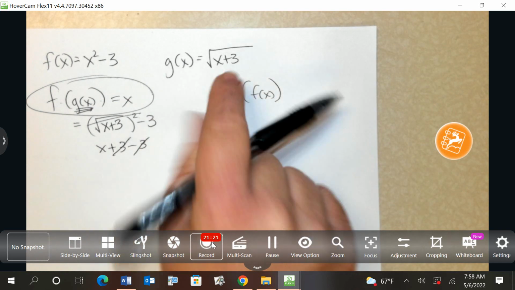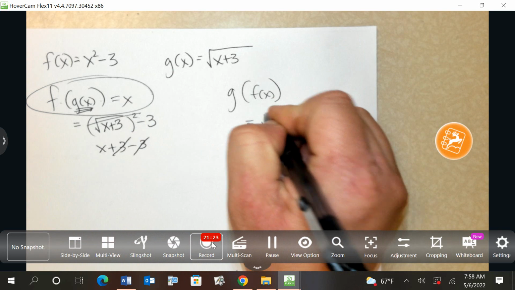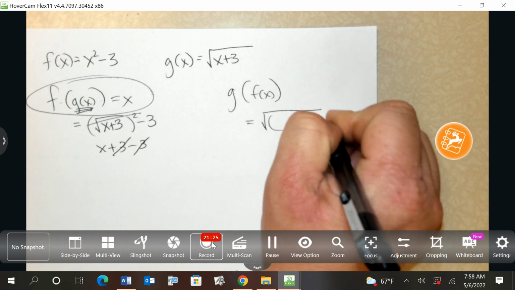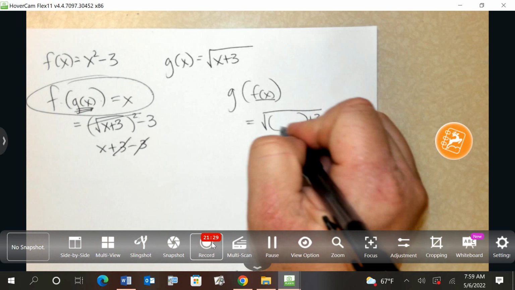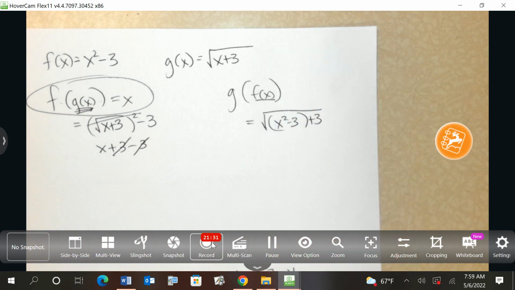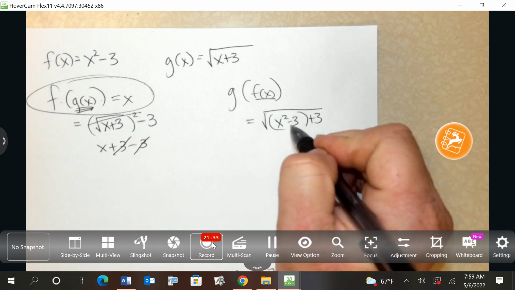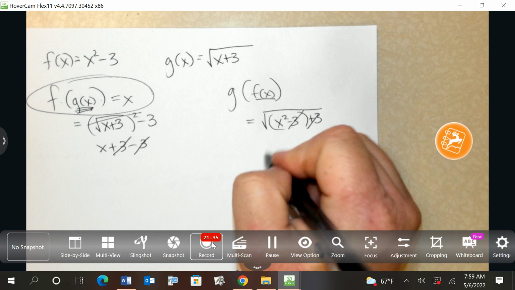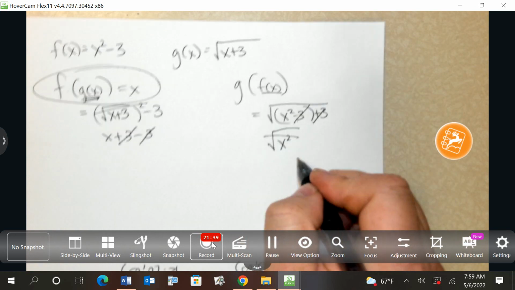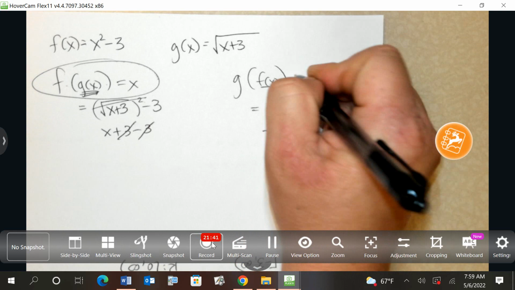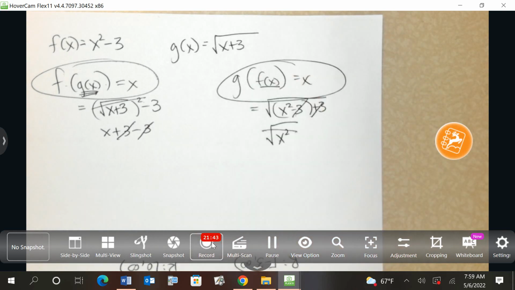Now I write down g. So g is equal to the square root. Wherever there's an x again, I put a big parenthesis. Inside of that parenthesis, I put what f of x is equal to. And now I'm going to do the algebra. Negative 3 and positive 3 add to 0. The square root and the square are going to simplify to 1. And here we go, I'm left with just x. I just proved algebraically that the two are inverses.